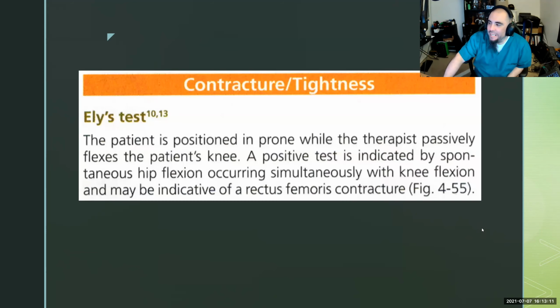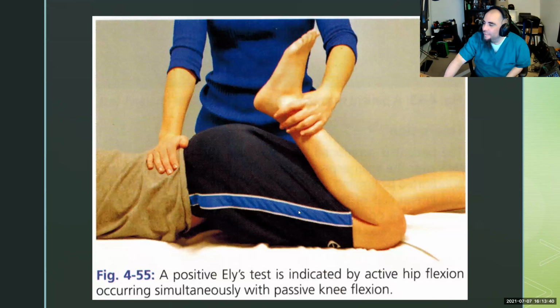So Ely's or Eli's test, and this is one that, if you're going to an outpatient clinic, is a pretty good one to understand at least. This is checking to see if we get some sort of a rectus femoris contracture, or the rectus femoris is tight. The patient is positioned in prone while the therapist passively flexes the patient's knee. If you flex that knee and the other hip picks up, that's a positive Ely test.